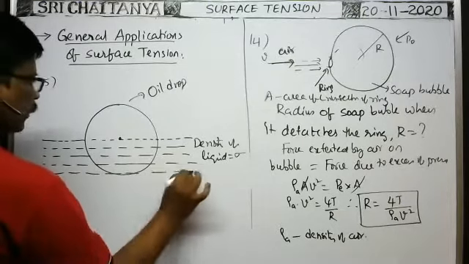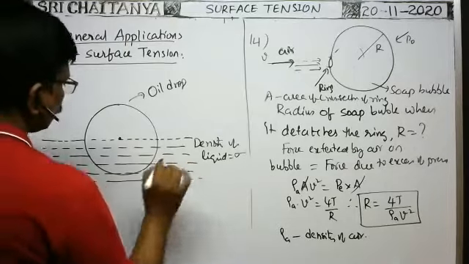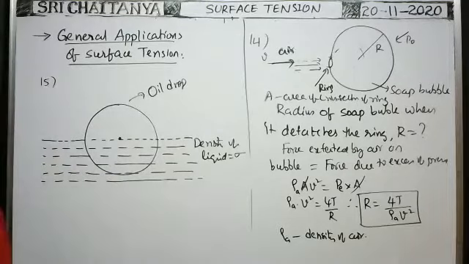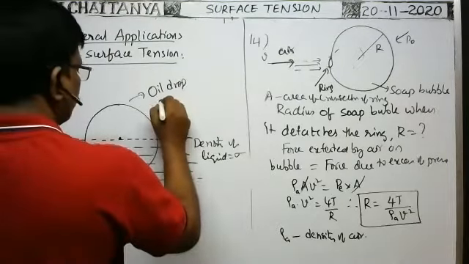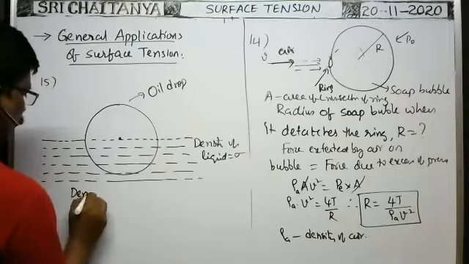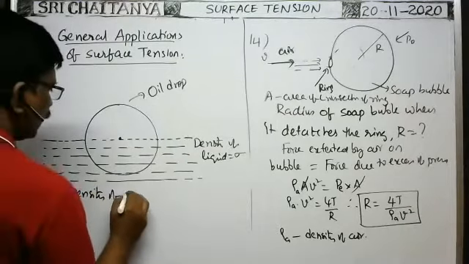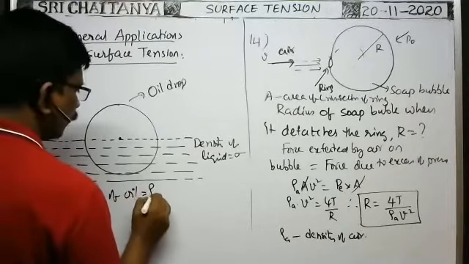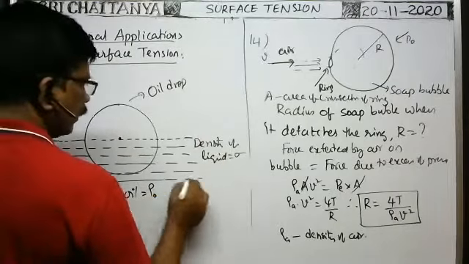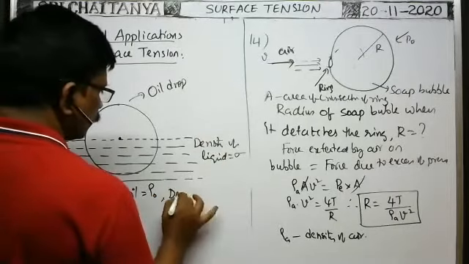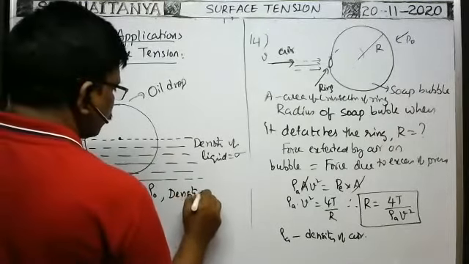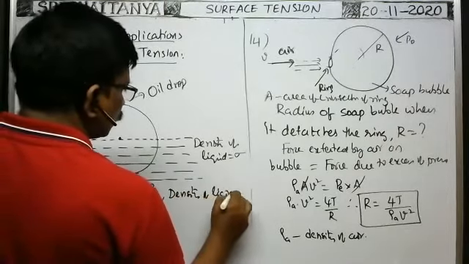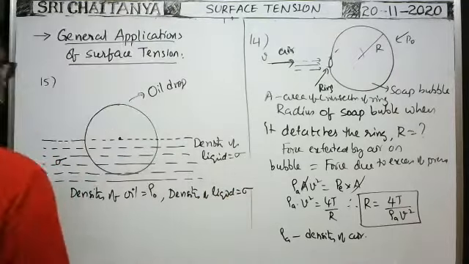This problem is in our material also. Half of the volume of the oil drop is submerged in the liquid. The density of the oil is rho naught. The density of the liquid is, sorry, sigma. Density of liquid is equal to sigma.